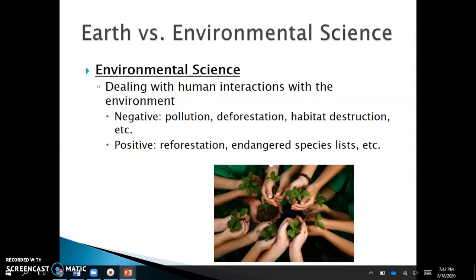We also have endangered species lists. So when a species gets to be endangered, so their numbers get too low, we will put them on the endangered species list and we will make it illegal to hunt them, etc., to help kind of bolster their numbers. So we can have positive impacts, but we can also have negative impacts as well. And that is the end of your introduction to Earth science.